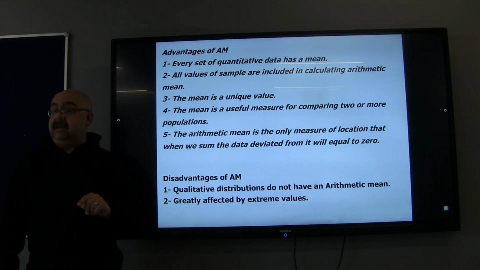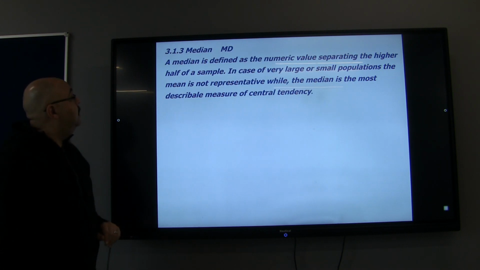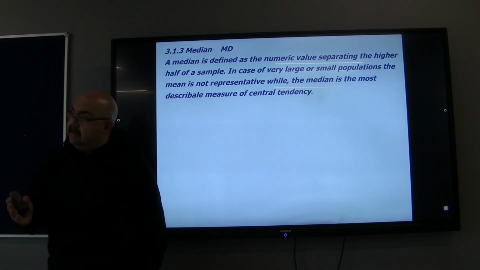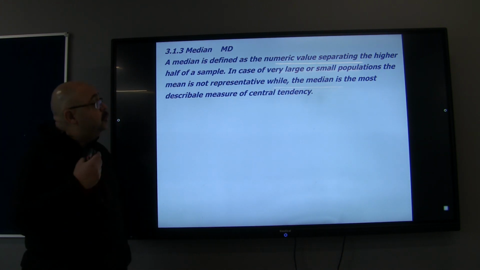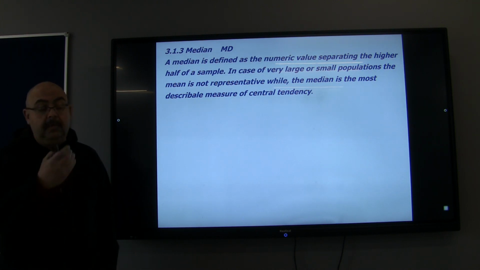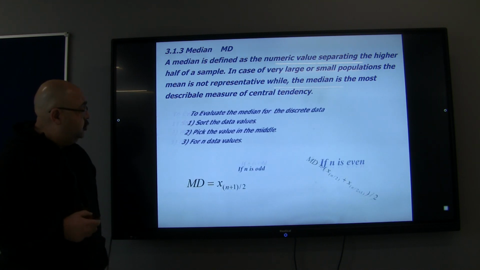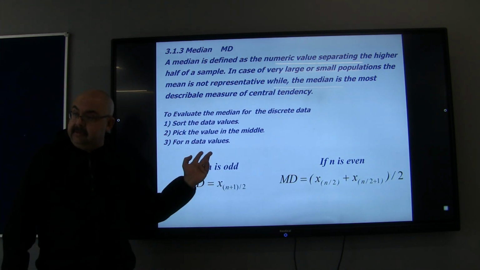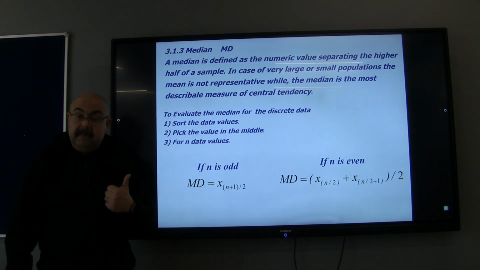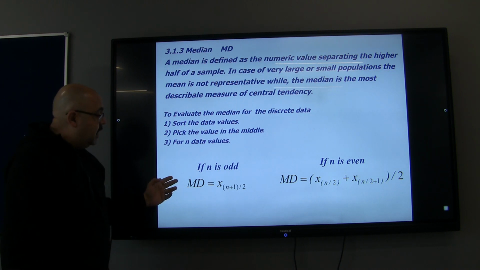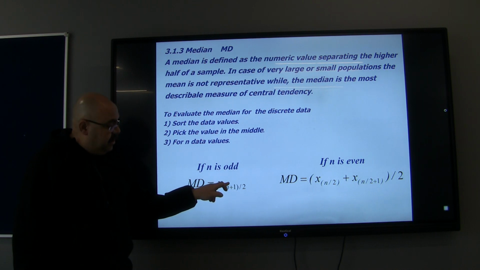But there are other measures that can be used with open-ended distributions, such as, of course, the median. The median is simply defined as the number in the middle of your observations, above which you have 50% of your data, or below which you have 50% of your data. How to evaluate the median? First of all, you have to rearrange your data in ascending or descending order. This is number one. Number two, if the sample size is odd, add one to the sample size, then divide by 2.